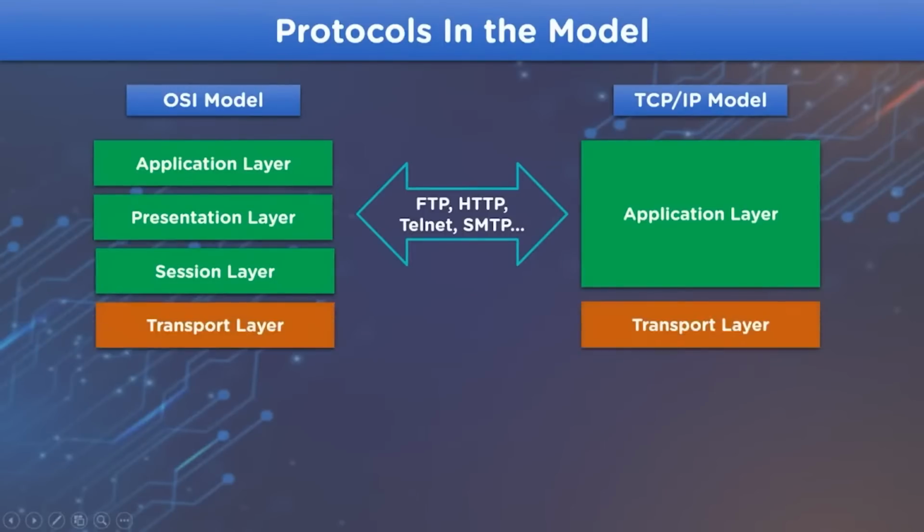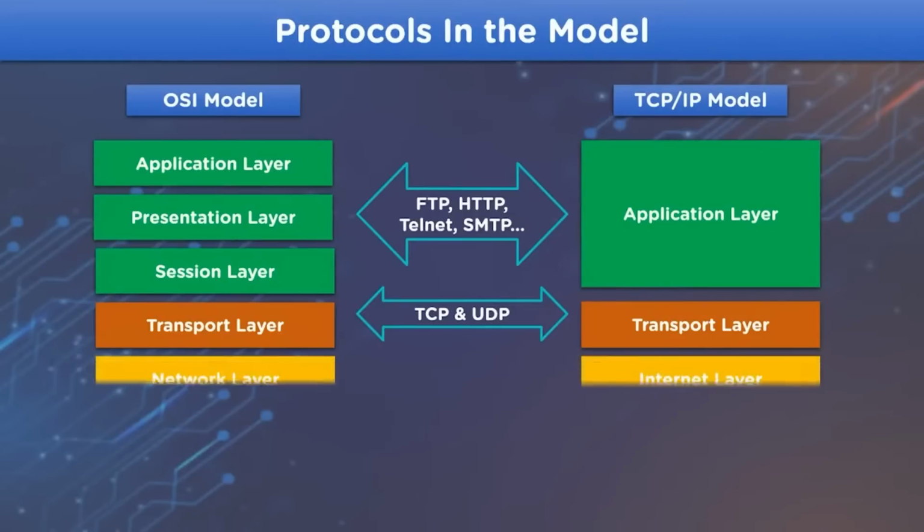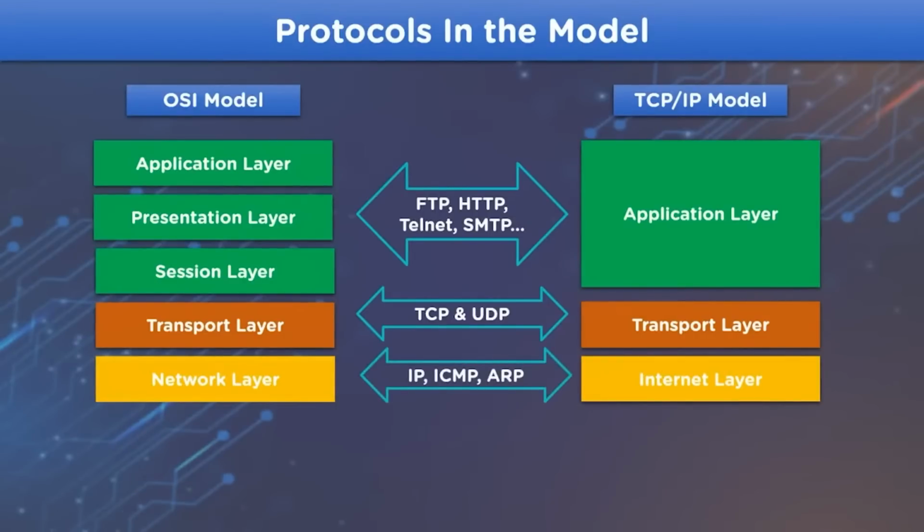Then we have the transport layer from the OSI model, which refers to the transport layer in the TCP/IP model, where they apply protocols such as TCP, Transmission Control Protocol, and UDP, User Datagram Protocol. Moving on, we have the network layer from the OSI model, which refers to the internet layer in the TCP/IP model, which applies protocols such as IP, Internet Protocol, ICMP, Internet Control Message Protocol, and ARP, Address Resolution Protocol.